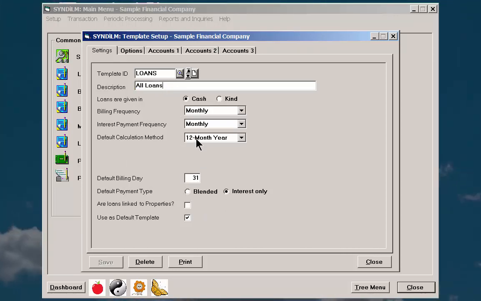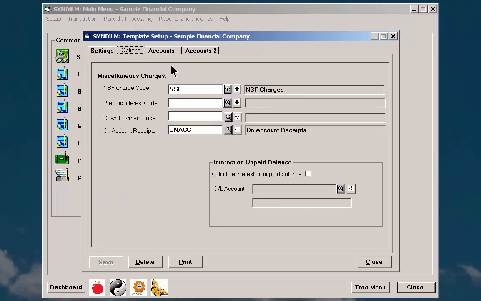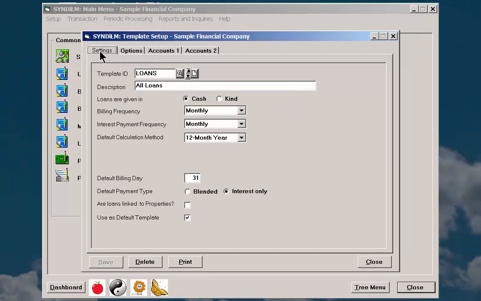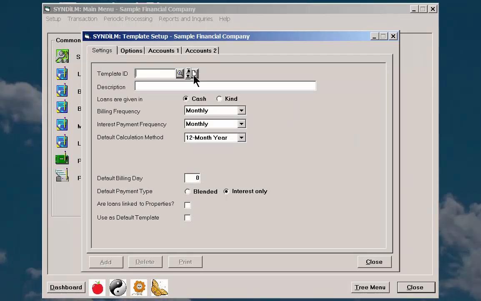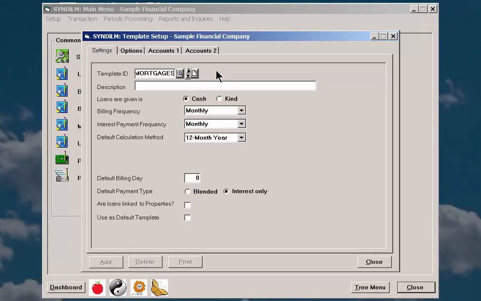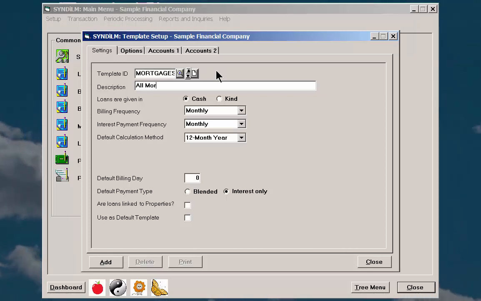you have got various parameters, and then you can go to the options and you can see how it will behave, and then you have got the general ledger accounts which will be debited and credited when various functions related to the loan take place. Let's set up a new template, and we will call this template mortgages, and we'll use it for all mortgages.